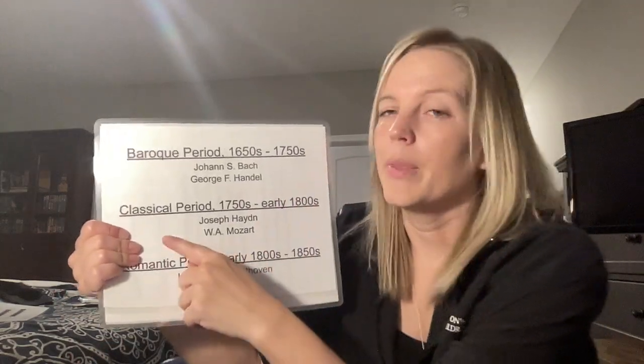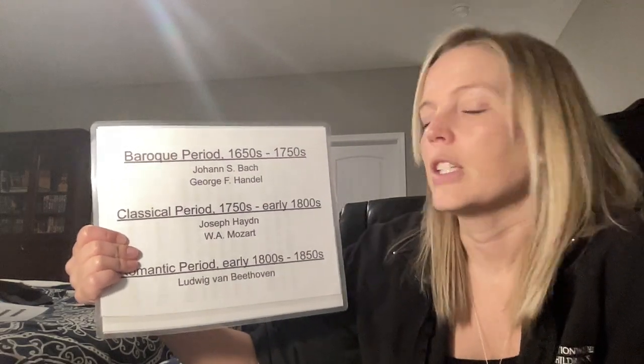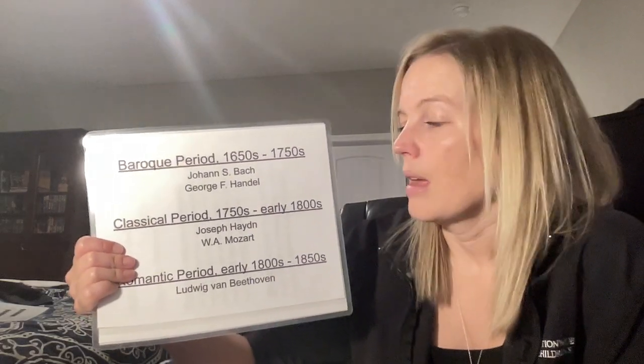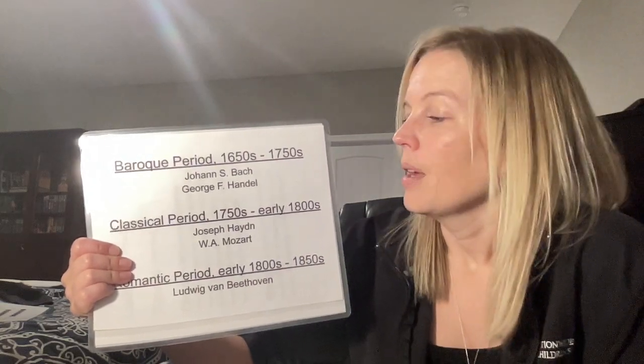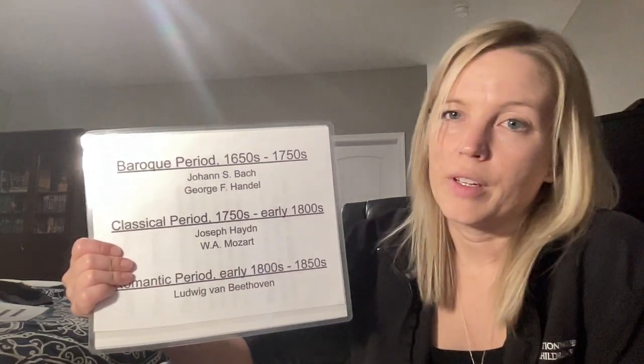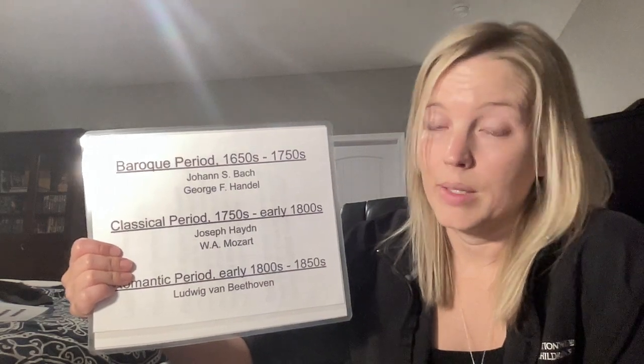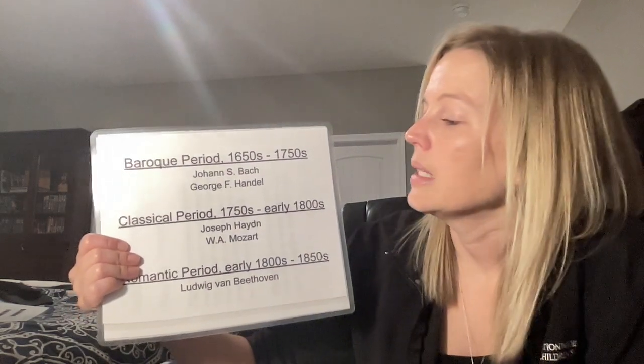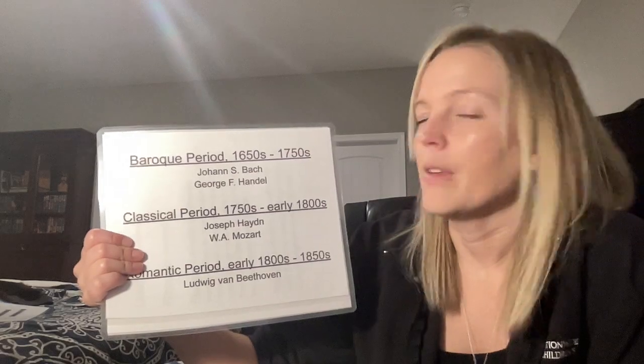After that period came the classical period, and the classical period lasted from the 1750s to the early 1800s. The most famous composers that we've talked about in class are Joseph Haydn and W.A. Mozart, Wolfgang Amadeus Mozart. Mozart we talked about in depth last time, and got to listen to some of his Rondo alla Turca. We talked about his rondos and things like that.